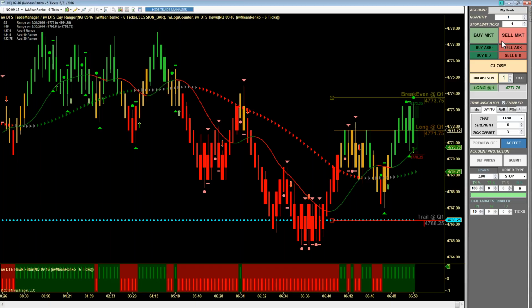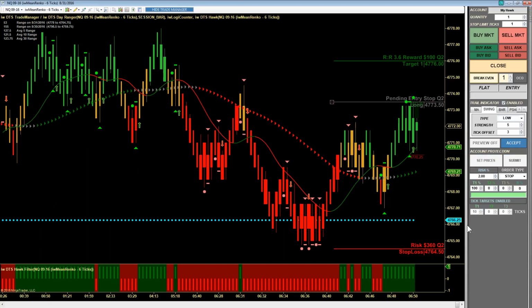If you're just going to hit the buy and sell market buttons. Still not sure why the programmer chose to include the buy ask, buy bid, sell ask, sell bid, but whatever. So yes, you can one click if you're in a hurry, if it looks like the market's going to bolt on you. You can certainly just hit the buy or sell market buttons.